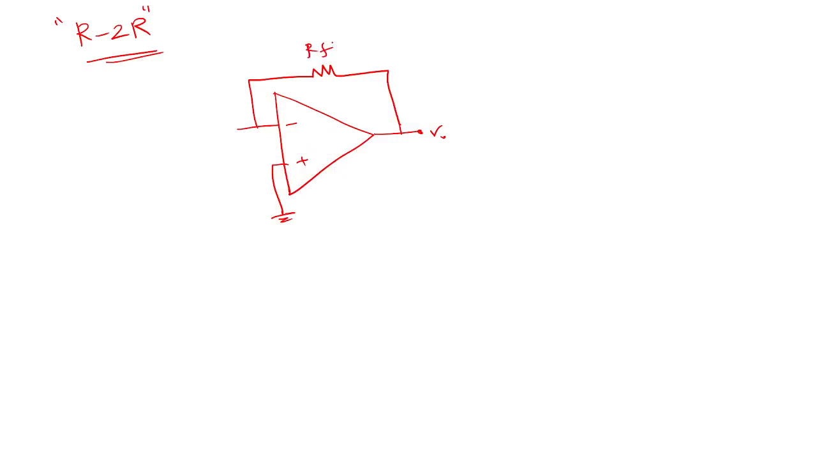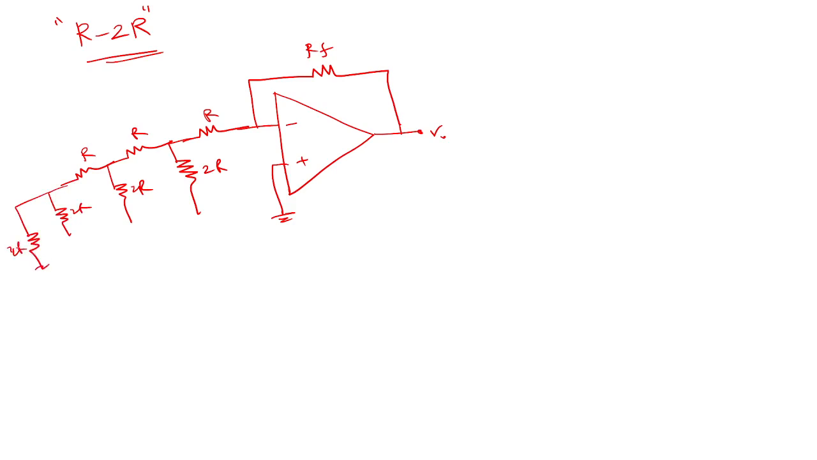So let's say this is RF, and this is R. You don't need to memorize this by heart, okay? You just need to know how to analyze this. So there is R, 2R. This is R, this is 2R, again this is R, this is 2R. For simplicity, I am considering only a 3-bit DAC.